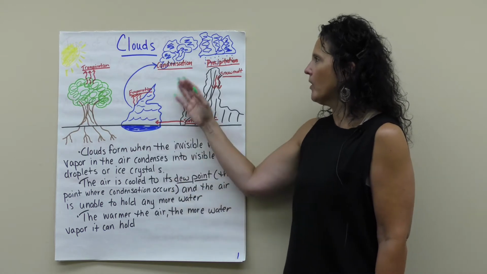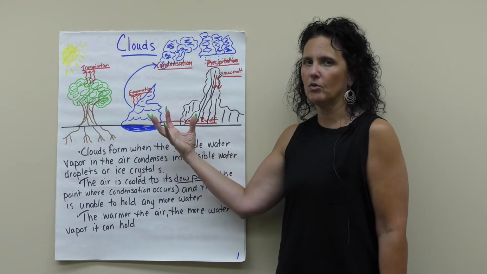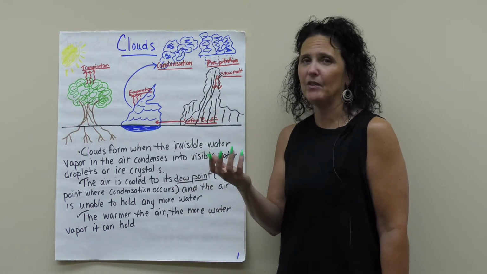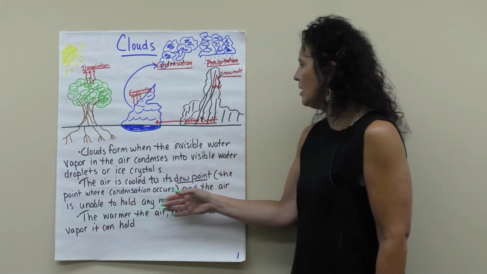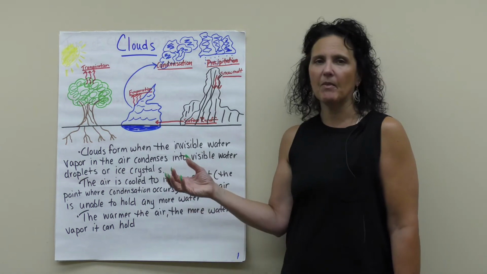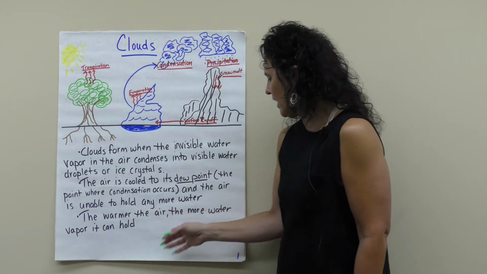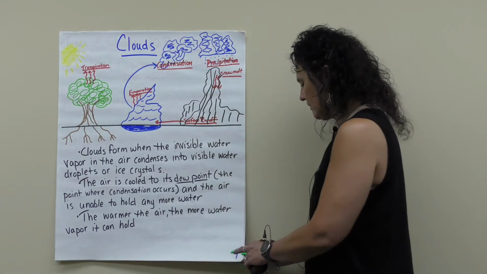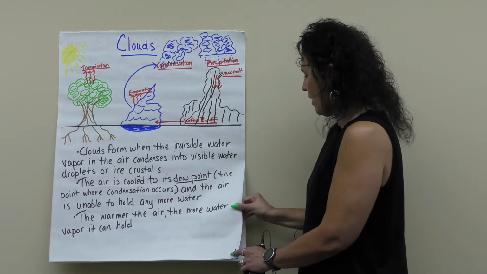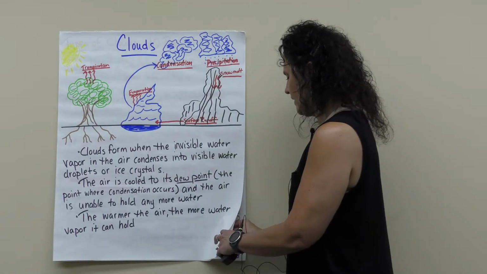So the warmer it is, the more moisture the atmosphere holds, right? So our dew point's going to be high if it's humid, right? And then the air is unable to hold any more of that water. So something has to happen to it. The warmer the air is, the more water vapor it holds. And then we're going to look at the different types of clouds that are holding that water vapor within the atmosphere.